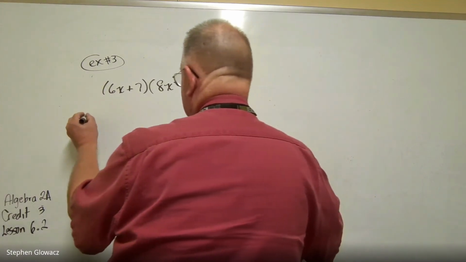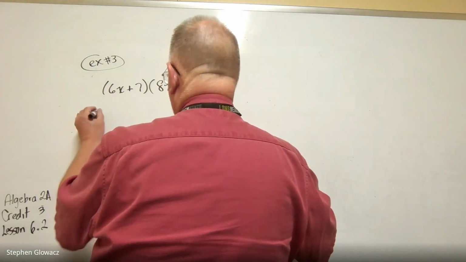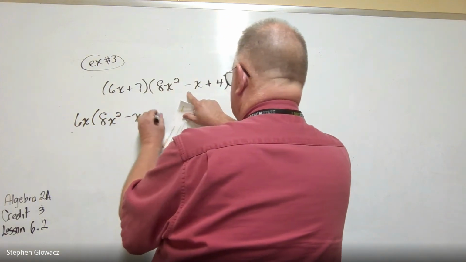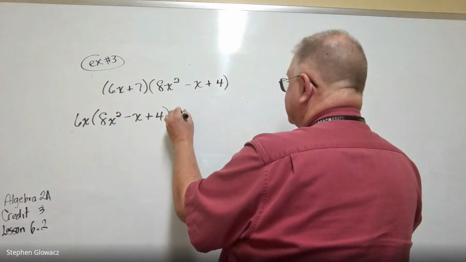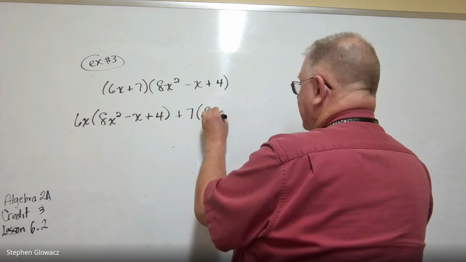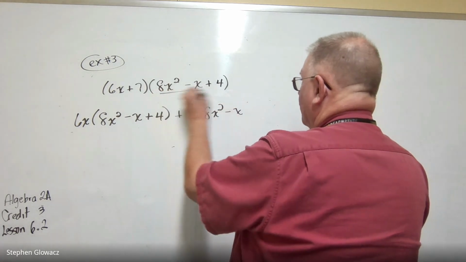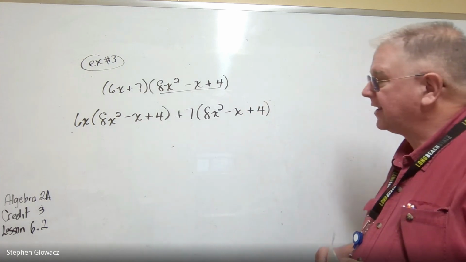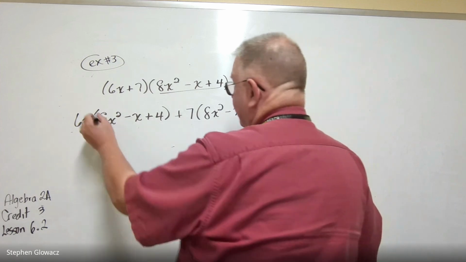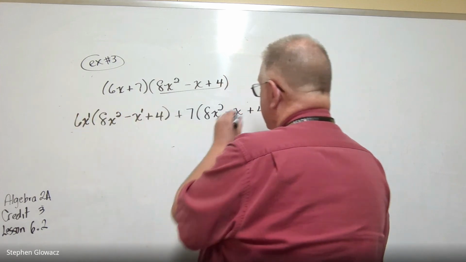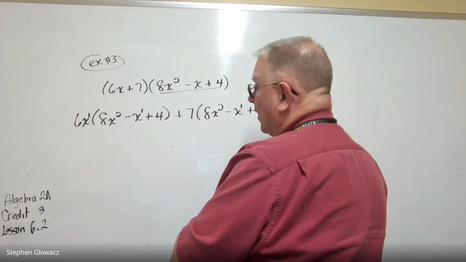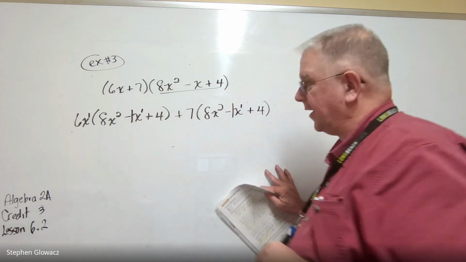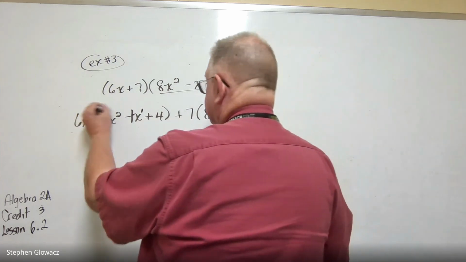So we have 6x times, and again, the whole trinomial, 8x squared minus x plus 4, and then the 7 times the 8x squared, this whole thing here, minus the x plus the 4. All right, so now let's go ahead and distribute. Remember, wherever we don't have an exponent, we're going to write in a 1. Also, wherever we don't have a coefficient, here and here, we can also write in 1s there. So let's go ahead and start.